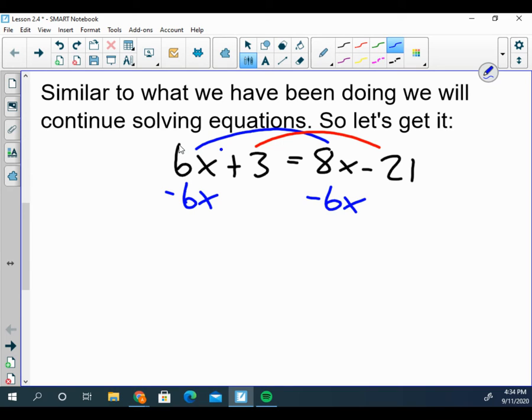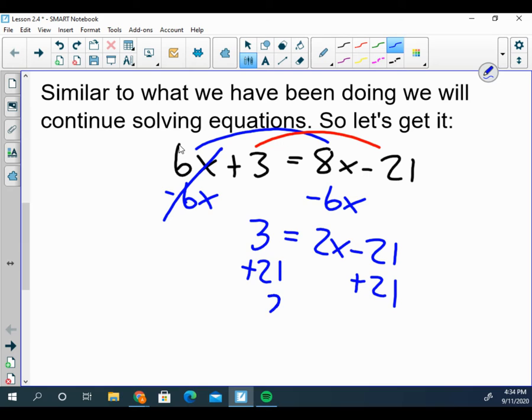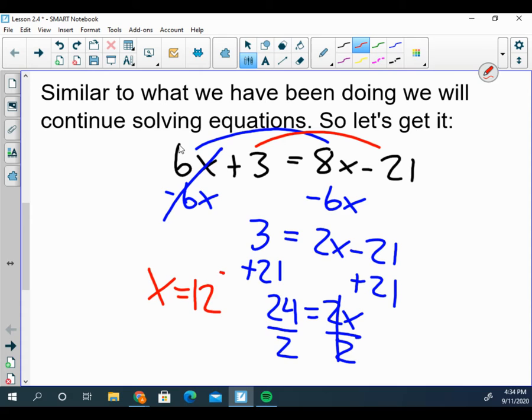Subtract 6x from both sides, and I'm left with 3 equals 2x minus 21. Okay, great start. Again, I want to get all the constants on the other side, so my next step is pretty clear. Add 21. I get 24 equals 2x. Divide both sides by 2. And we're going to get an answer of x equals 12.